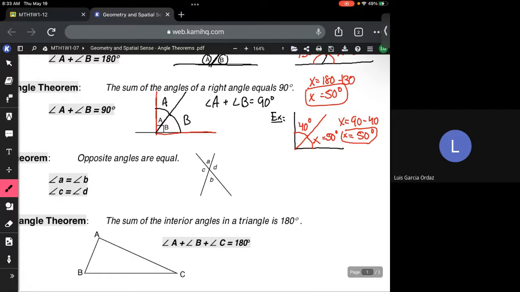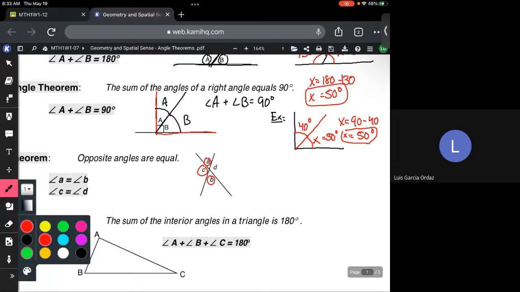So for example, angle A and angle B are the same. And then angle C and angle D are the same.